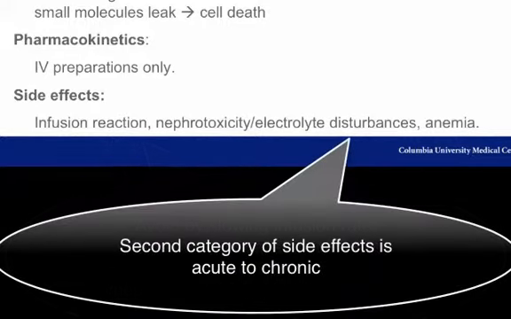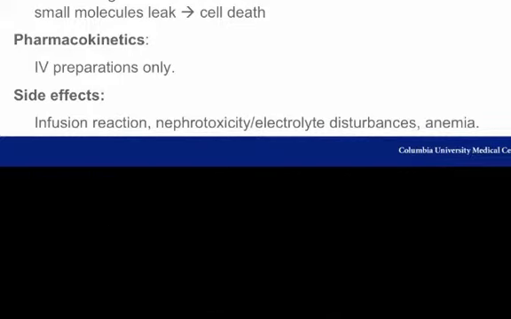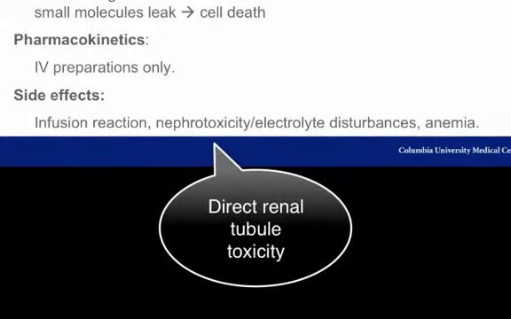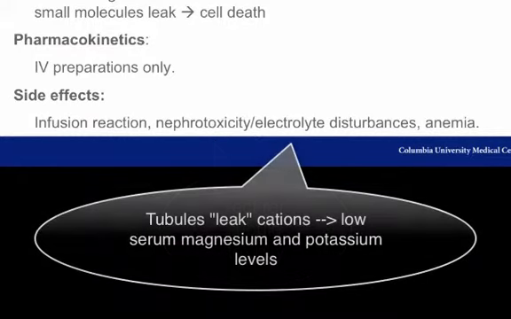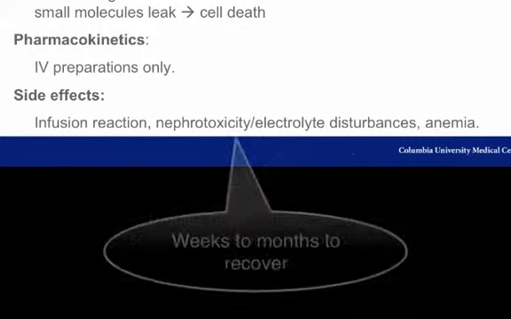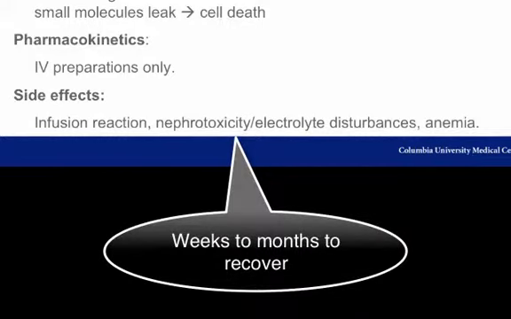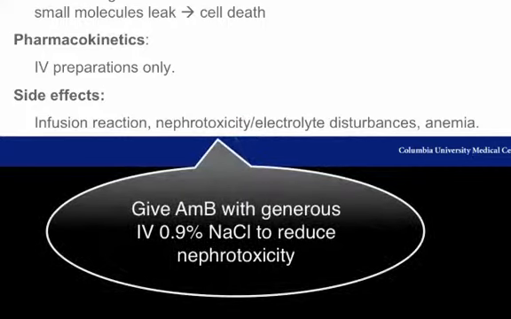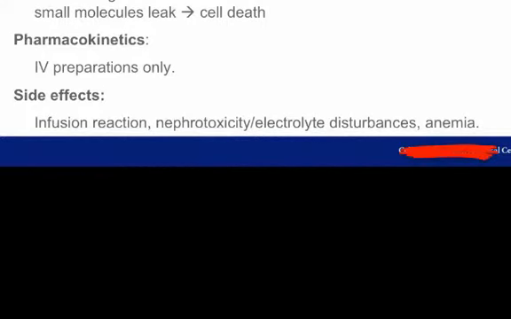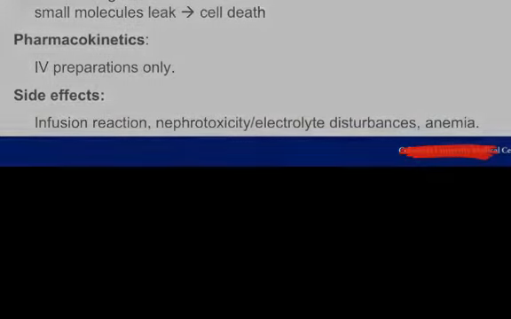The other major side effects can be thought of as acute to chronic. Amphotericin B is extremely nephrotoxic, resulting in acute kidney injury from direct renal tubular toxicity. This also results in electrolyte disturbances. This nephrotoxicity takes weeks to months to recover. It can be lessened with sodium supplementation. Another acute to chronic side effect is a normocytic anemia.